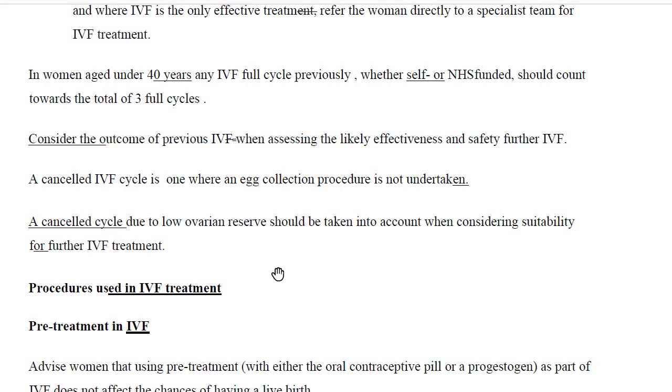So a cancelled IVF cycle is one where an egg collection procedure is not undertaken. Cancelled is not one where we stop the drug. Cancelled is one where we didn't retrieve eggs. Eggs were not collected. Also SBA question. So once you have collected the eggs, it means that you have not cancelled the cycle, okay? So a cycle cancelled due to low ovarian reserve should be taken into account when considering suitability for further IVF treatment.